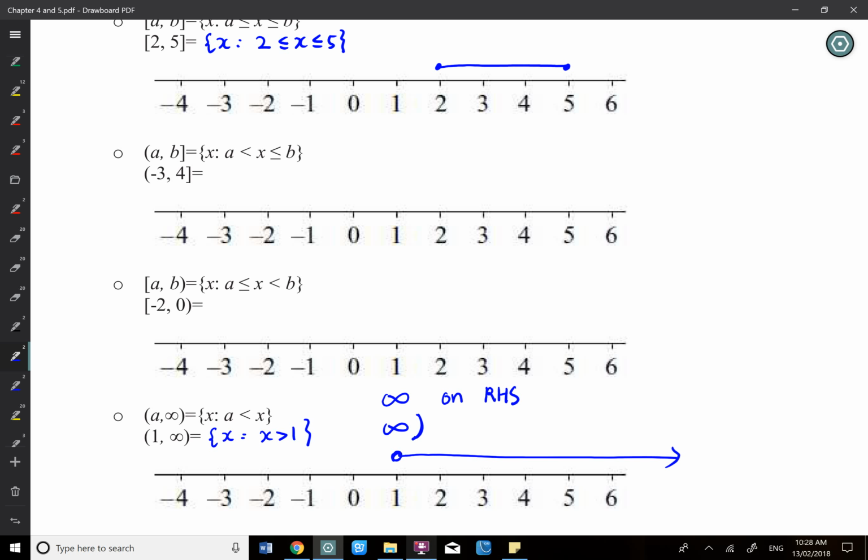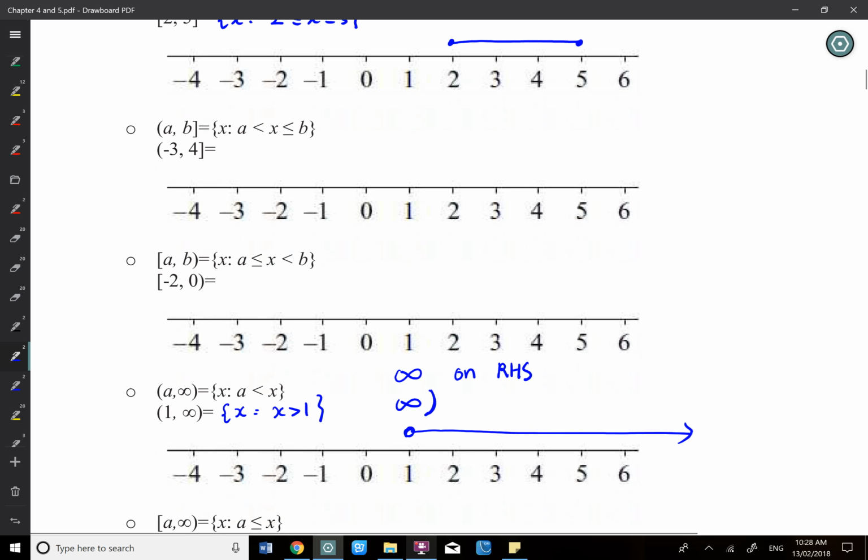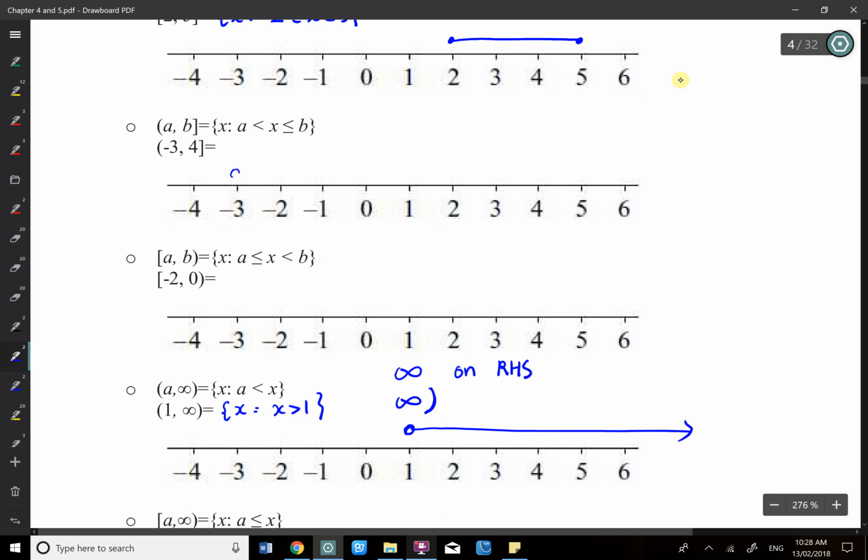Let's have a look together. -3 to 4. We start from -3, but it's not including -3, until 4, including 4. So open circle to closed circle and then connect them. In set notation, it should be a collection of x such that x is not including -3 but including 4. So x is in between -3 and 4.